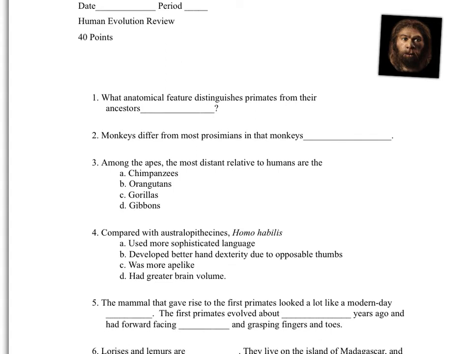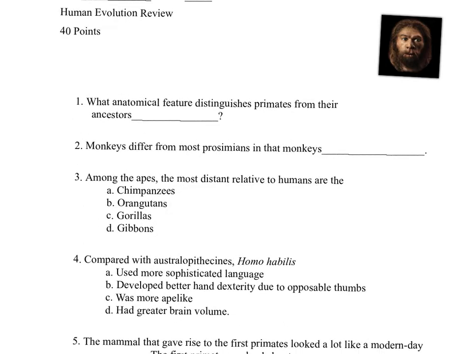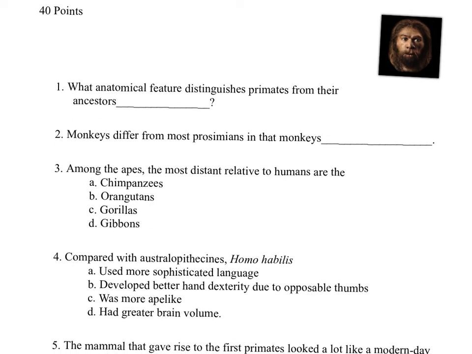So go through with the first one. What anatomical features distinguish primates from their ancestors? When we talked about this in class, we had six major characteristics that make primates unique. But the main two that you want to put in there is the fact that they have grasping fingers and toes and their eyes shifted to the front. Those two things are going to allow for a larger brain development. When monkeys come along, they're going to be diurnal, and therefore they also have color vision.